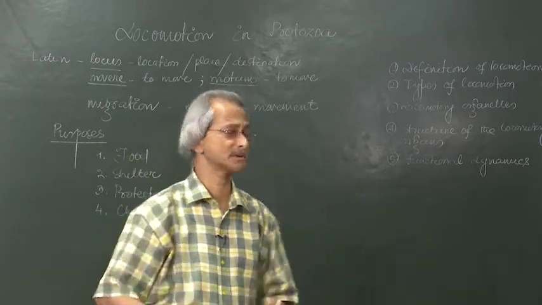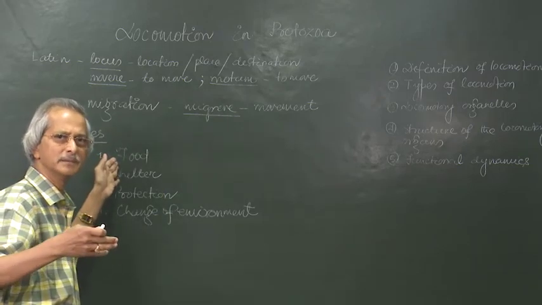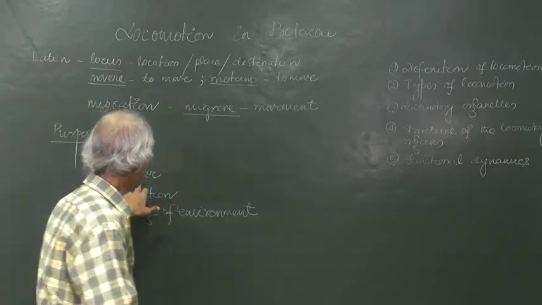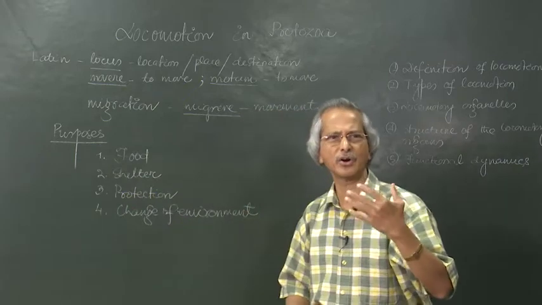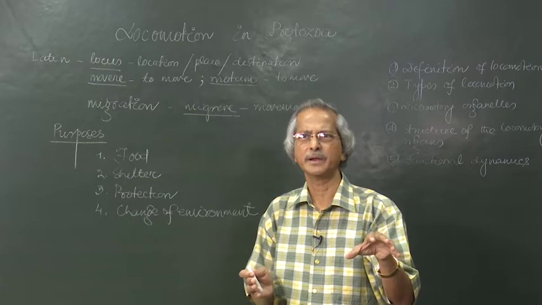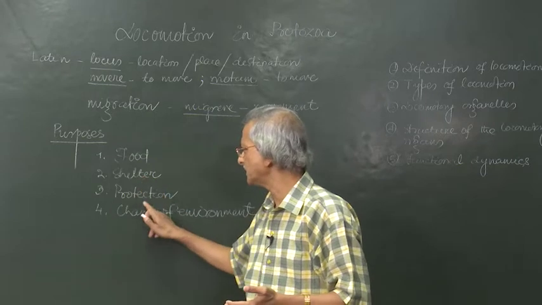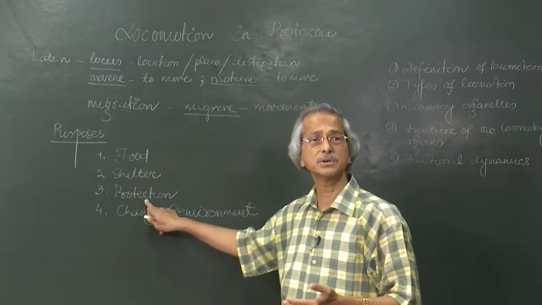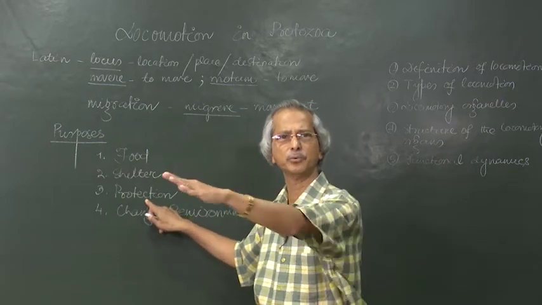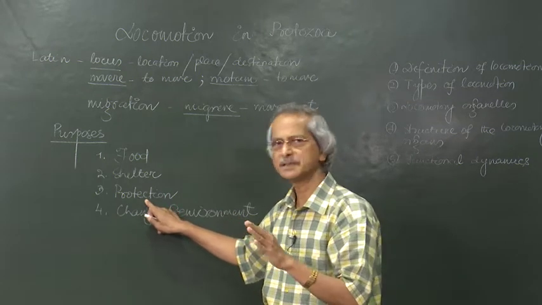Now, what are the different purposes? The first is that animals may want to take food by changing their place from one place to another. They may also seek shelter to take rest, because the particular place where these animals are found may not be congenial or convenient to live in. So, it may be shelter. These animals may also try to protect themselves, so they move from their particular place to another place so that they can protect themselves.